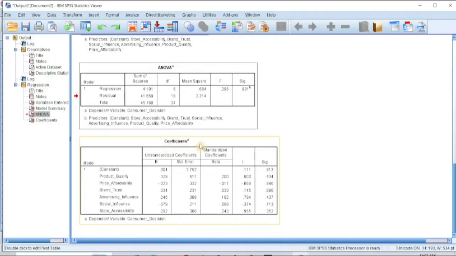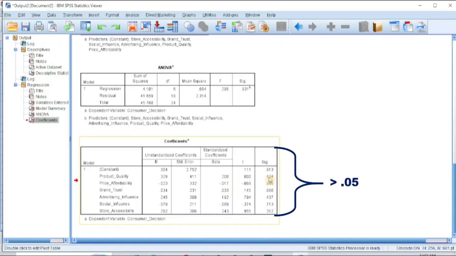Now, the coefficients table. From the coefficient results table, the product quality has a positive standardized beta coefficient of 0.200, indicating a positive relationship with consumer buying behavior. However, this effect is statistically insignificant given the high p-value of 0.434, which is well above the conventional 0.05 threshold. Price affordability has a very small and negative beta value of -0.017 with a very high p-value of 0.946, suggesting no meaningful or significant impact on consumer behavior.